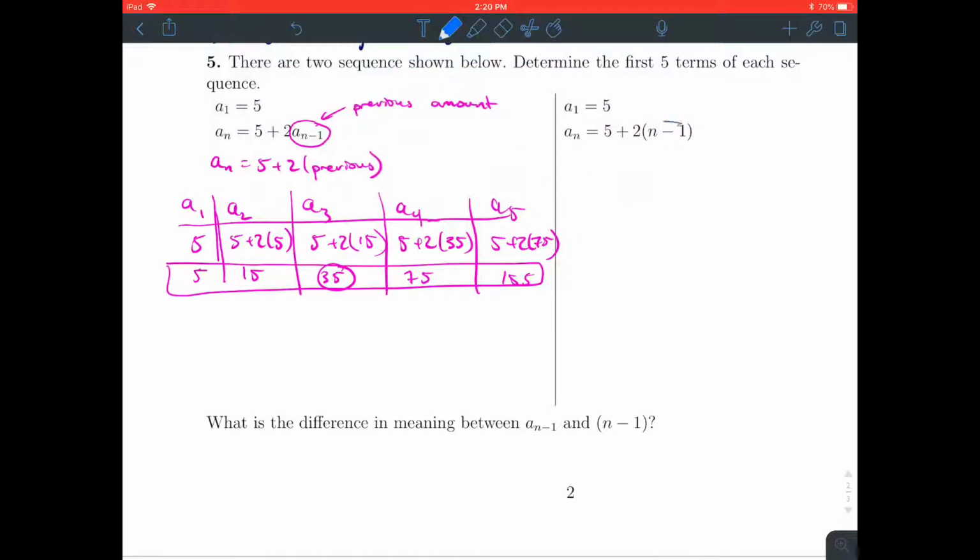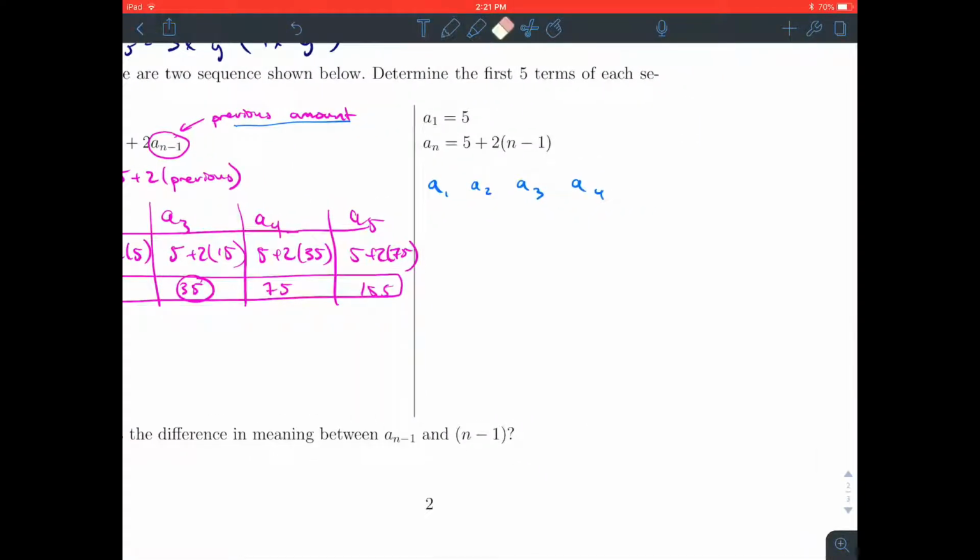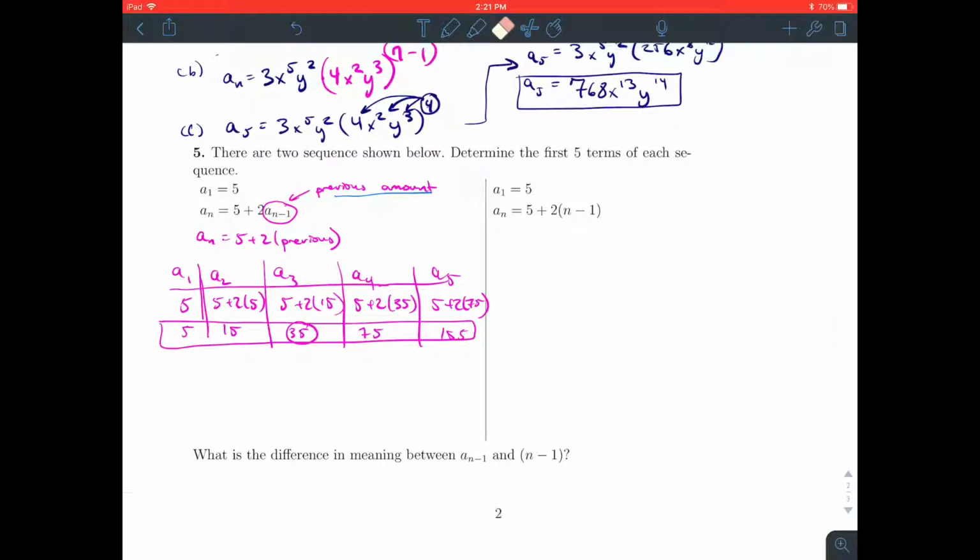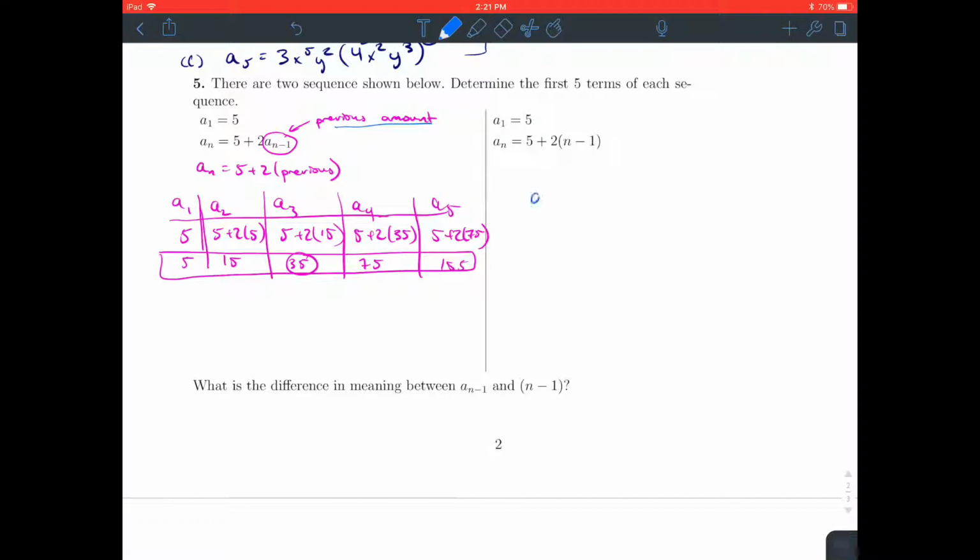So in the second problem, the major difference is n minus 1 is not the previous amount. What n minus 1 is, if you're looking for the 10th one, n minus 1 is the 9th one. So it's the previous index, not the previous amount. All right, let's see how that comes into play when we're calculating this. So we have a1, a2, a3, a4, and a5.